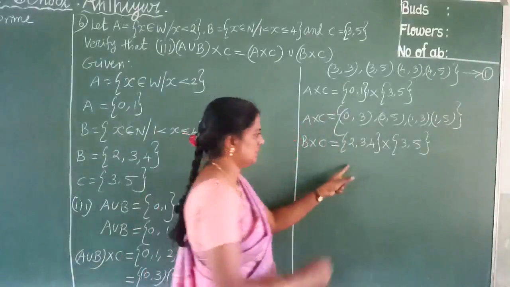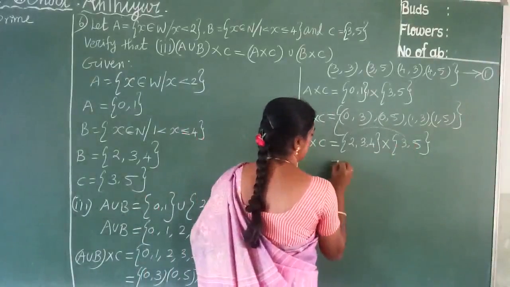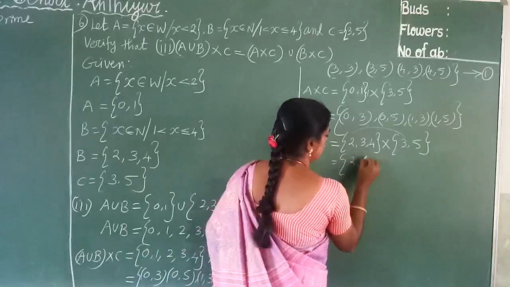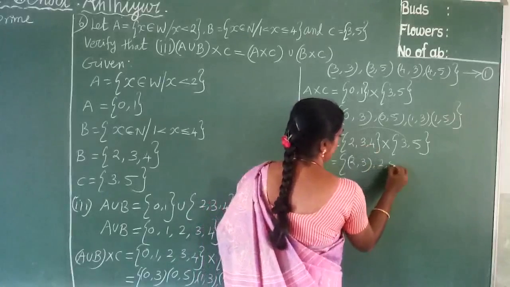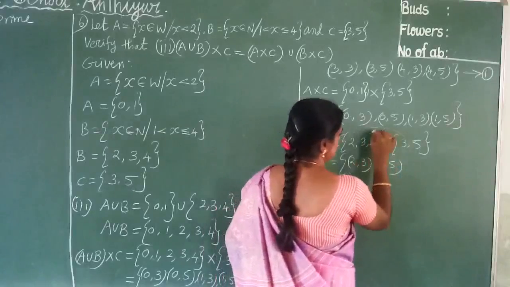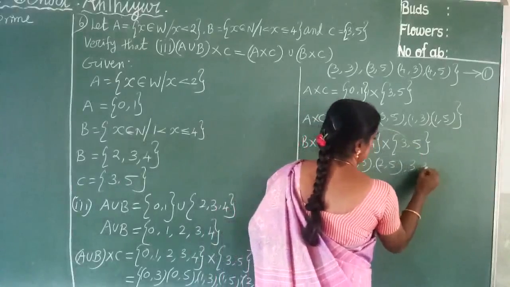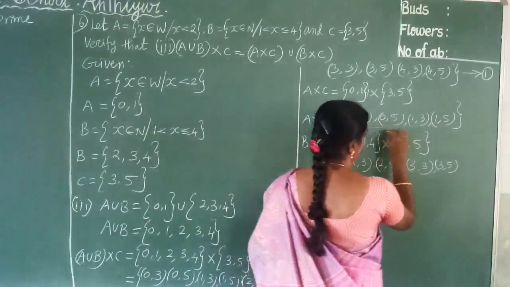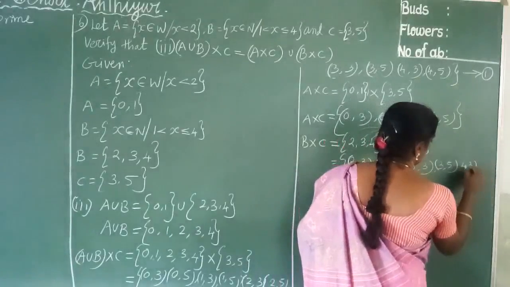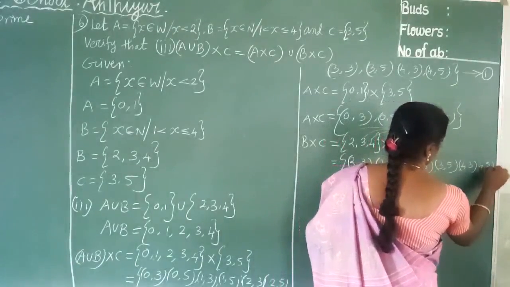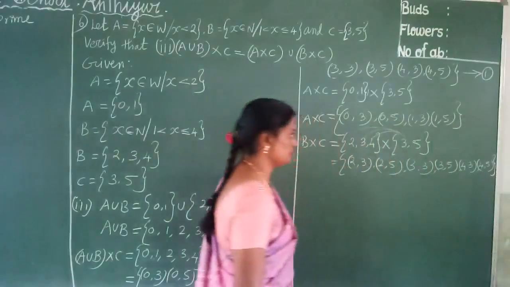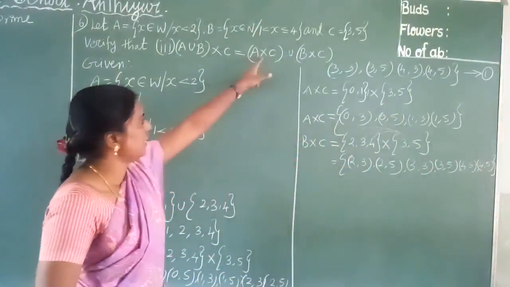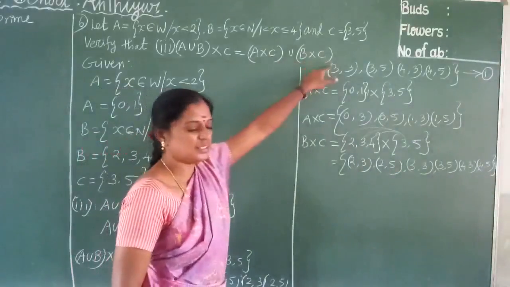So write the ordered pairs. Here we take 2 first: 2, 3 and 2, 5. Next we take 3: 3, 3, 3, 5. Next we take 4: 4, 3, 4, 5. That's all. So RHS is A cross C union B cross C.